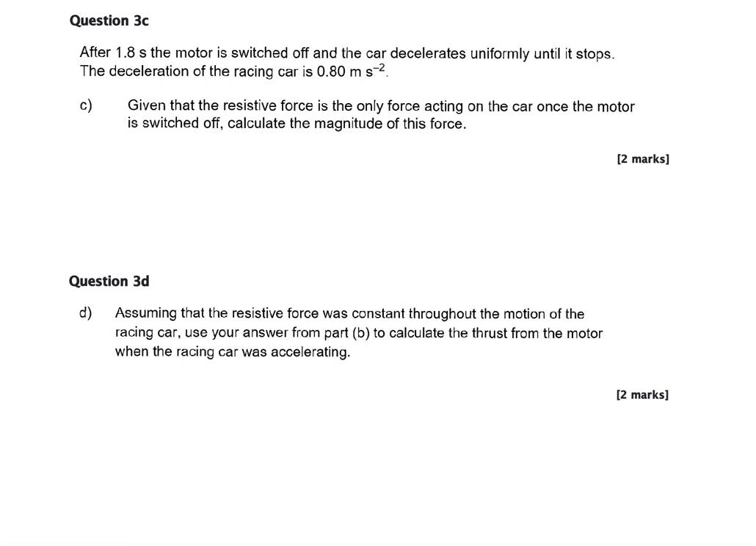After 1.8 seconds, the motor is switched off and the car decelerates uniformly until it stops, and there's our deceleration, 0.8. Given the force is the only force acting on the car, calculate the magnitude of this force. So there's a lot of words there. We are just working out what force has caused this deceleration. So we're going to use the same equation as before, but with the different numbers that we've just been given. So we're going to take the mass of our car, which is 0.6 kilograms, times it by our deceleration, 0.8. So it's going to be 0.48 newtons. I'll work in as its resistive force. So it's drag, it's friction. That's what's pulling it back and stopping it from accelerating or remaining at a constant velocity.